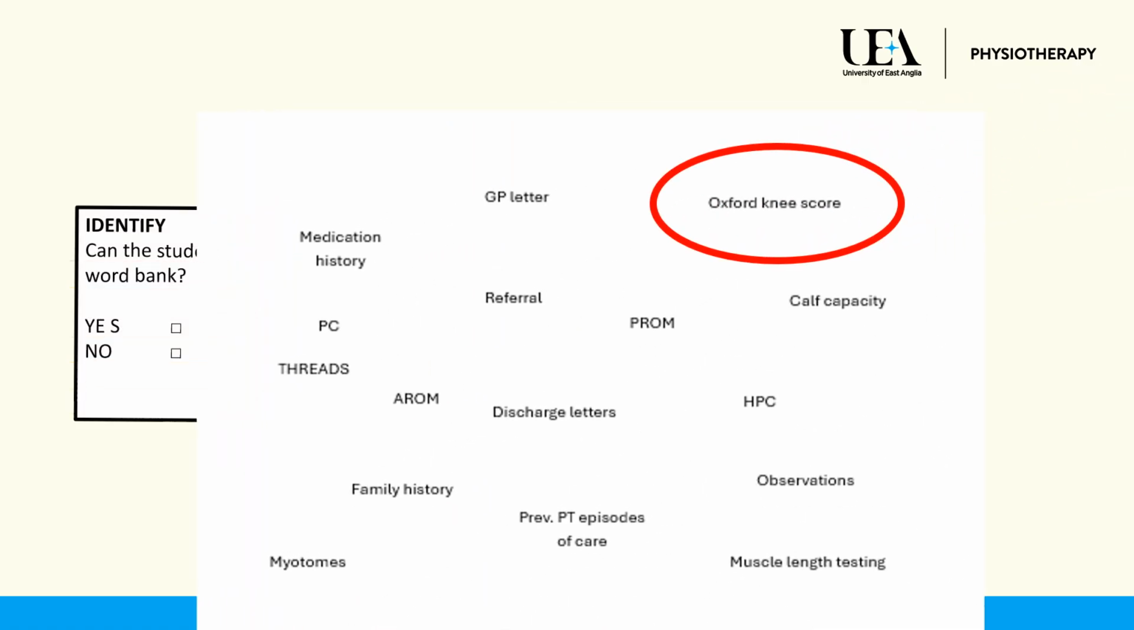For example, the Oxford knee score could be identified as subjective information, objective information, and in itself an outcome measure. If the student identifies the uncertainty of whether or not this is subjective information, the following discussion could identify their ability to have an analytical and sophisticated conversation about this.